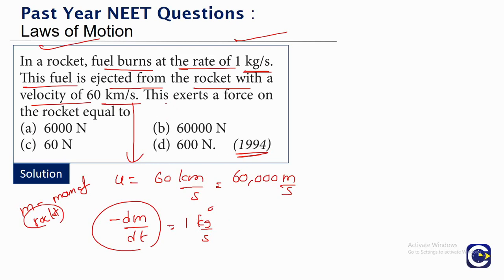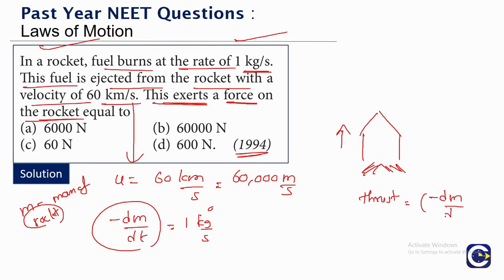So in this particular case, they are asking the force exerted on the rocket. So look at it, it's a straight formula question. What will be the thrust acting on the rocket? It is minus dm by dt, the rate at which the fuel is burnt or the gas is ejected, into the exhaust speed, isn't it?